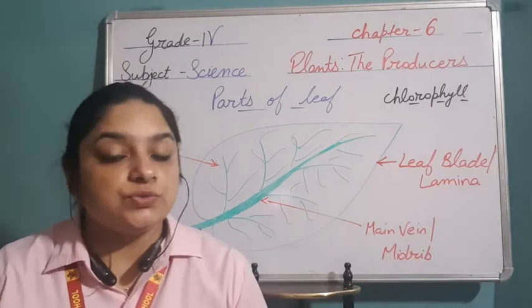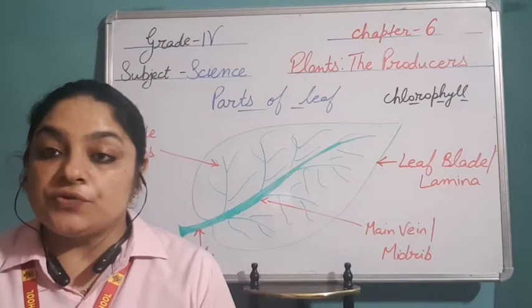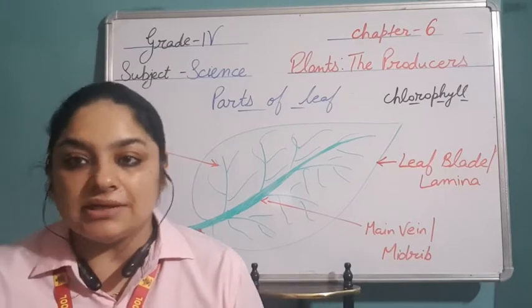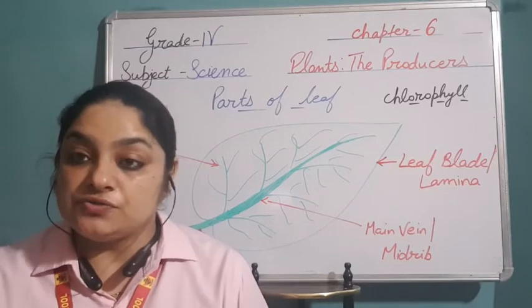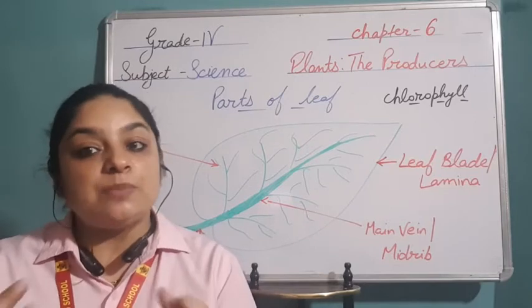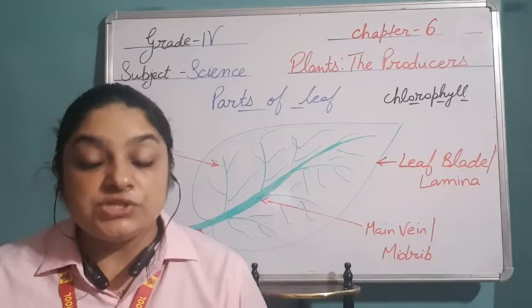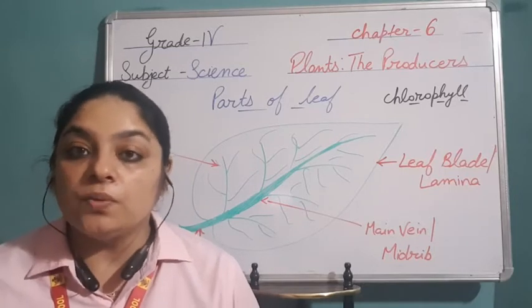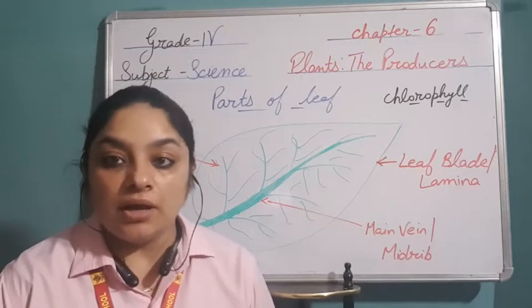There are two functions performed by chlorophyll. First of all, what is chlorophyll? It is the green pigment. Where is it present? In the plants. What is its function? It helps in absorbing the sunlight which is required during the process of photosynthesis, and along with it, it gives green color to the plants.